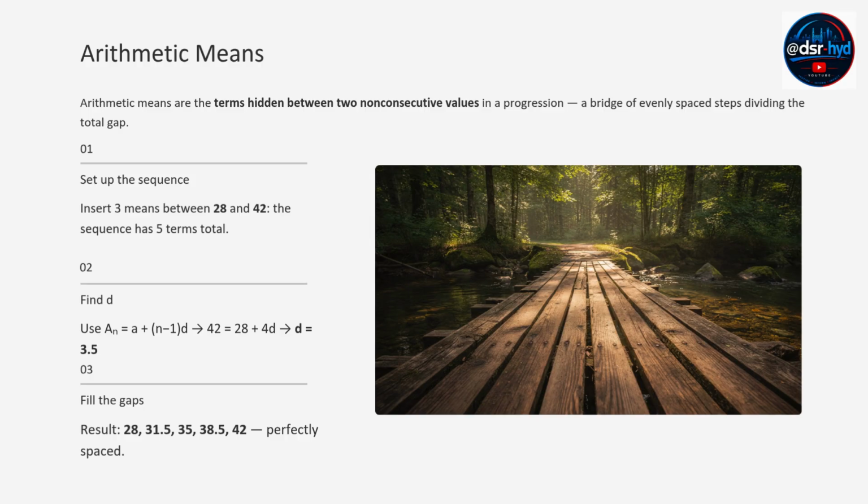Arithmetic means. Sometimes we need to insert numbers between 2 given values so that the sequence remains an arithmetic progression. These inserted numbers are called arithmetic means. Suppose we want to insert 3 arithmetic means between 28 and 42. First determine how many total terms are present. Then calculate the common difference. Finally, fill the missing numbers using equal intervals. The completed sequence becomes 28, 31.5, 35, 38.5, 42. Notice that every pair of consecutive terms differs by the same amount.